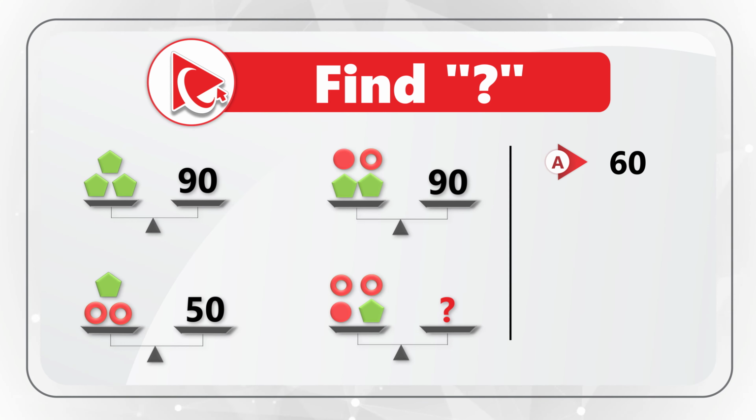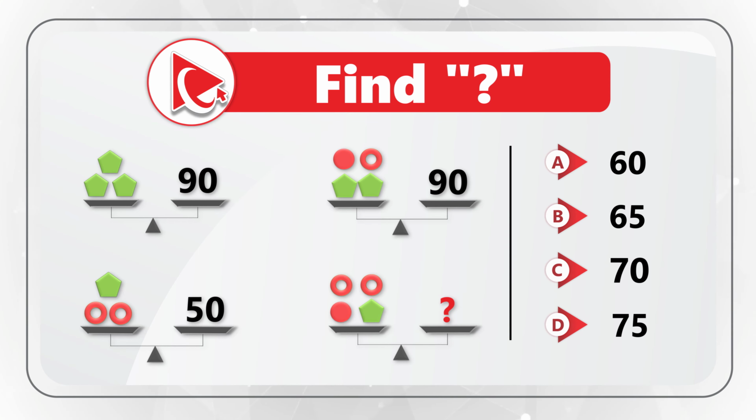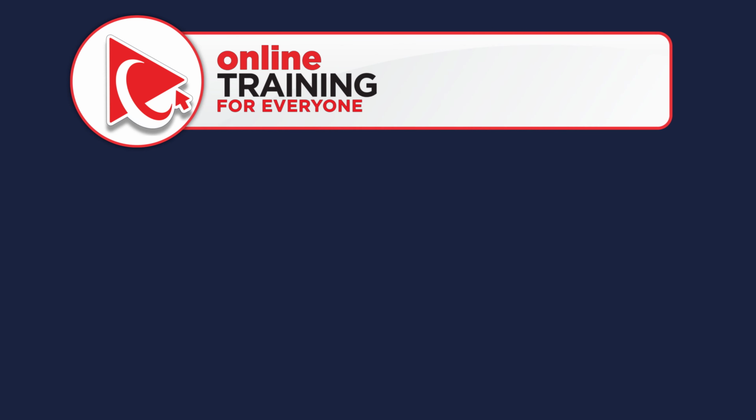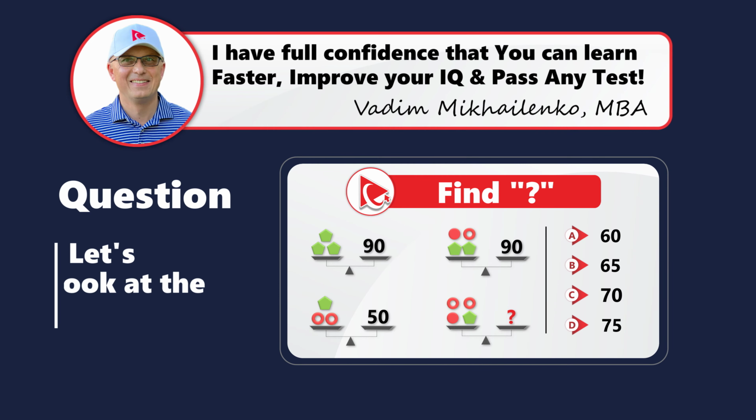Choice A, 60. Choice B, 65. Choice C, 70. And then choice D, 75. Take a close look to see if you can do the calculations and come up with the right solution. On my end, I'm moving forward to share with you my version of the answer, and obviously if you have a better way to solve it, please make sure to post in comments.